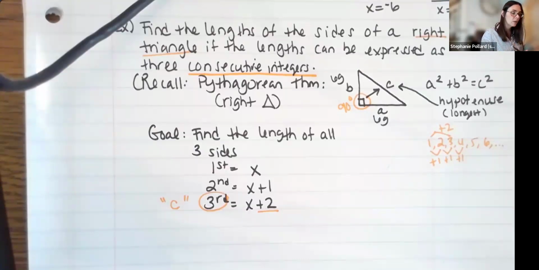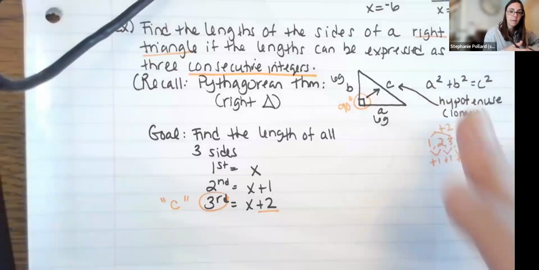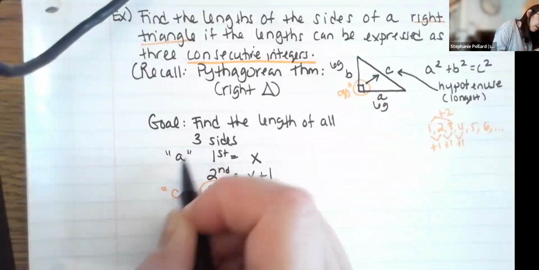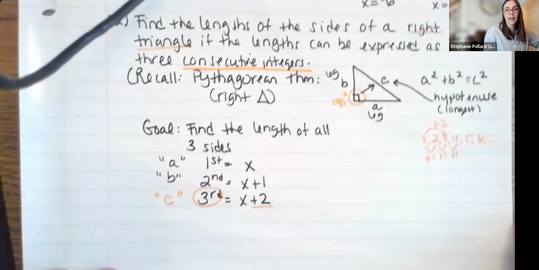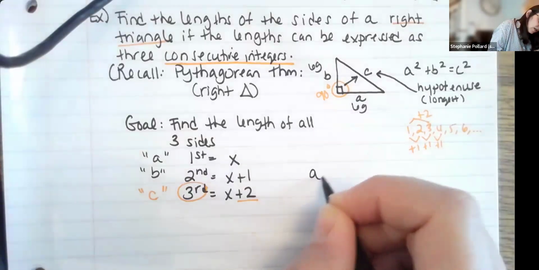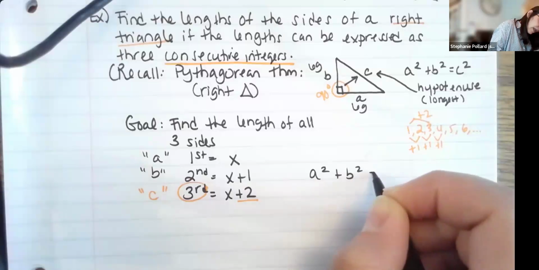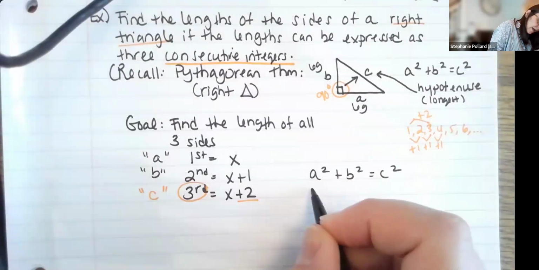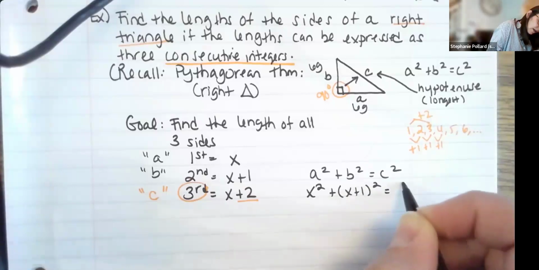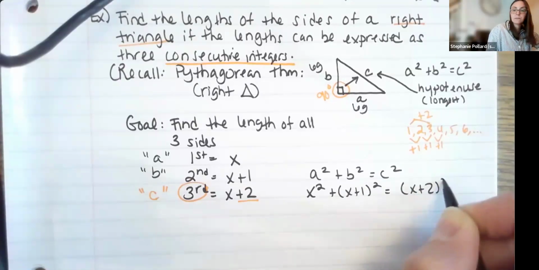So the formula I'm going to use here again is the Pythagorean theorem. This one here can be my A, and this can be my B. It doesn't matter which leg you call A or B. The only one you really have to know is the C, or the hypotenuse. I need to know which one's the longest. And then I'm going to take my equation and plug everything in. So I would have x squared, plus x plus 1 squared, equals x plus 2 squared.